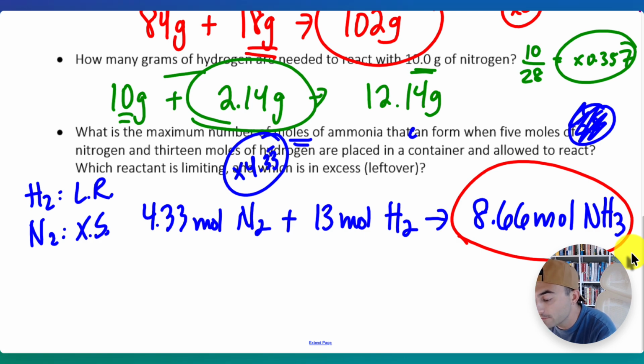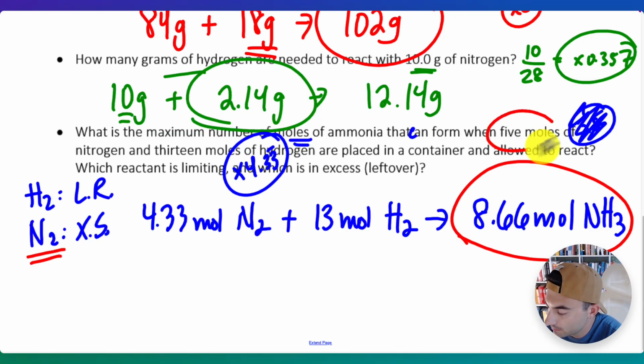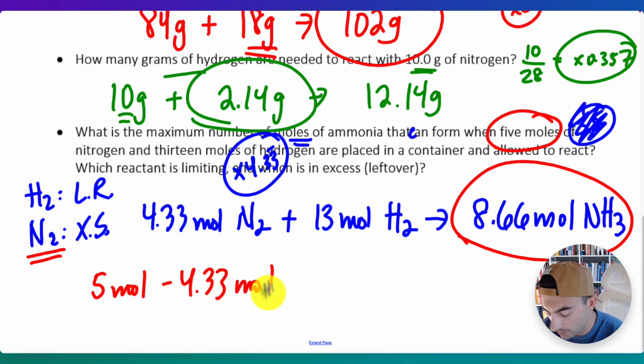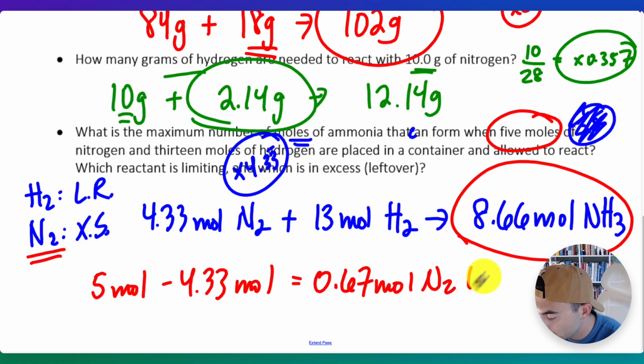They didn't ask for how much excess is left over, right? They asked for which one is in excess, that's nitrogen. But if they ask for how many moles of nitrogen are in excess, I go back and I see, well, I started with 5 moles and only 4.33 moles reacted, right? So 5 minus 4.33 gets us 0.67 moles of nitrogen left over.